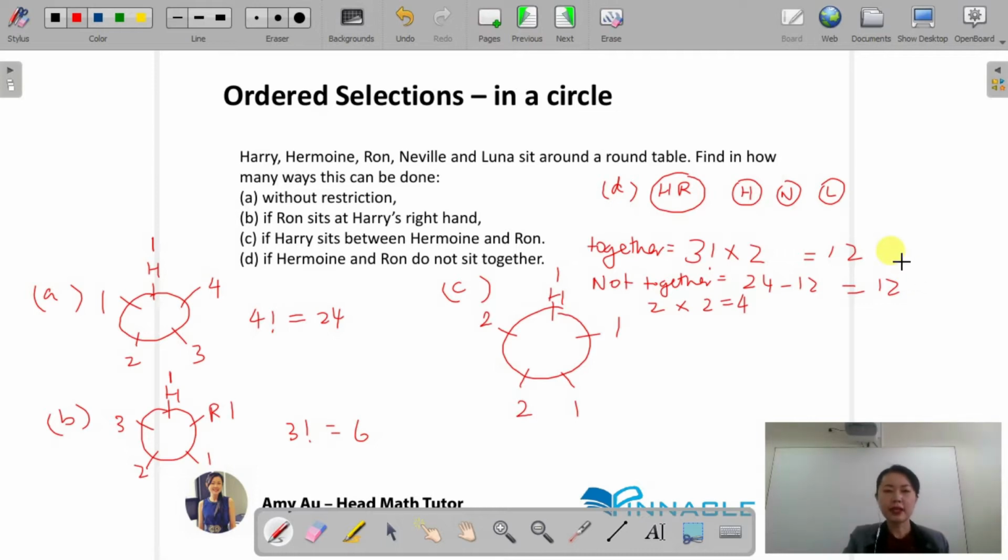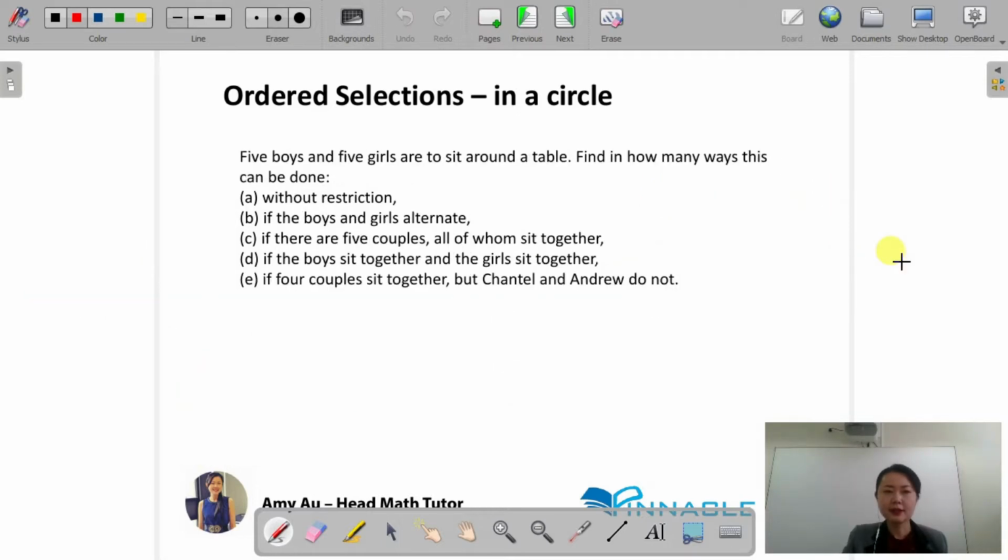Alright, so hopefully that combines that knowledge on dealing with restrictions and then putting them around in a circle as well. So you can see the main difference in a circle is someone has to sit down first, sets the reference point, and then you put in the other people as you choose, or depending on their preferences. Alright, so let's take a look at another circle question.